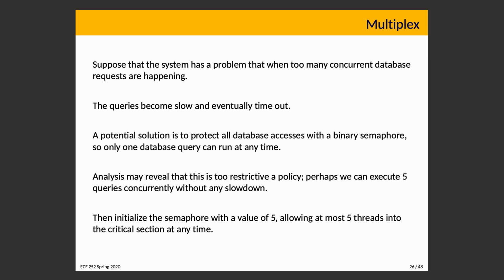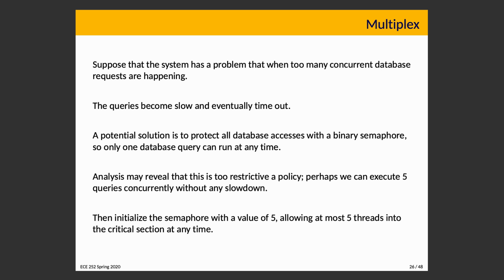So a potential solution is you just use a regular mutex or binary semaphore, and only one database query can run at a time. That might be too restrictive a policy. You might discover that you are wasting a lot of database resources by only allowing exactly one query at a time. You might actually find that you can always run 5 queries concurrently, no matter how complicated they are, without any slowdown. Maybe in real life you could run 50 queries concurrently, or maybe it depends on how complex your queries are, but for the sake of the example, we'll choose 5.